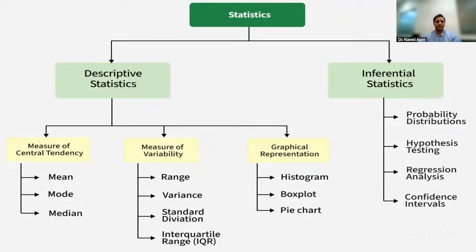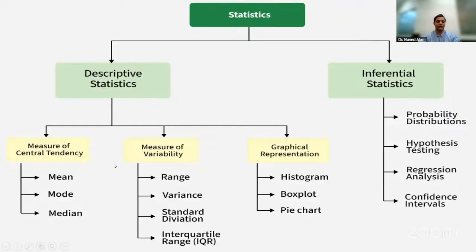Statistics we can use for measuring the central tendency and measuring the variability, and also we can represent graphs in descriptive statistics. And in inferential statistics, we can conclude some remarks from the data after conducting the experiment. Here we can get the outcomes in terms of probability distributions, hypothesis testing, regression analysis, and confidence intervals.